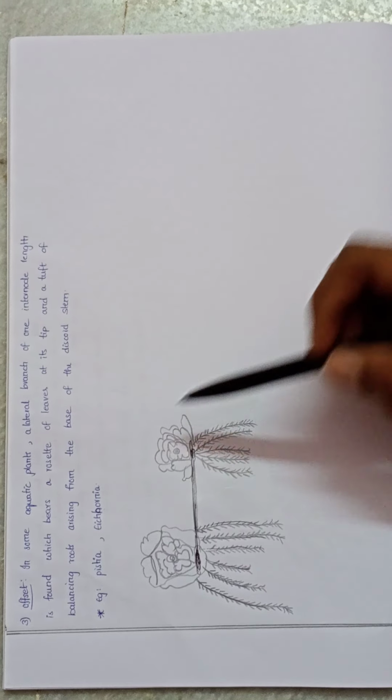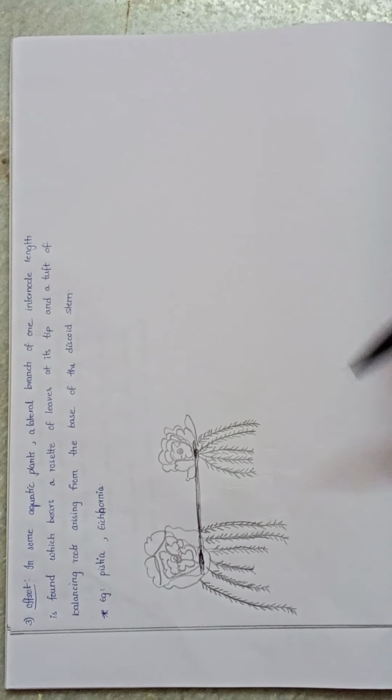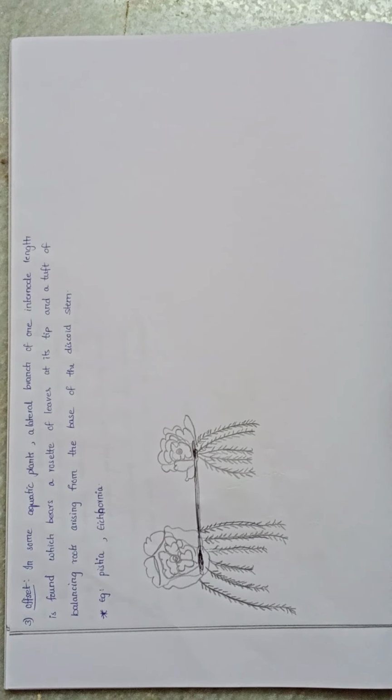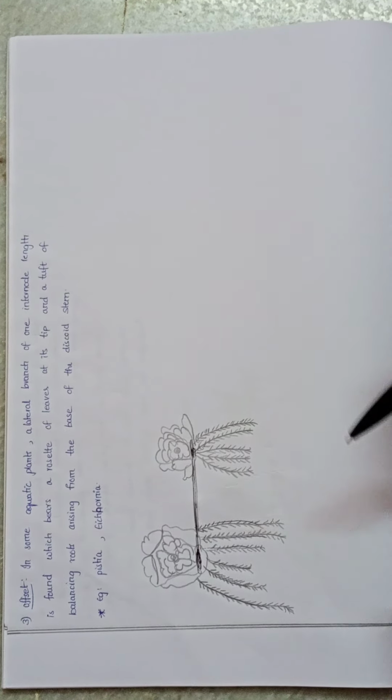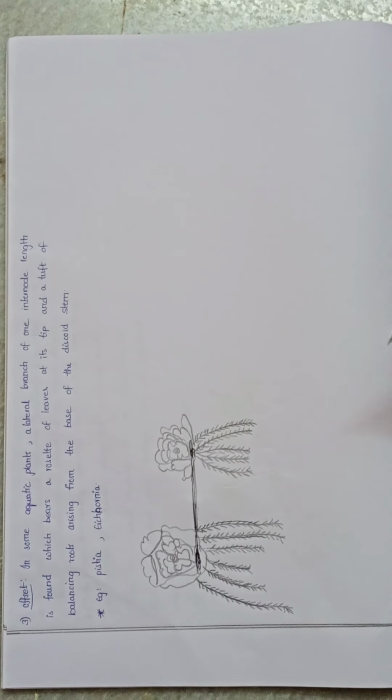Examples are Pistia and Eichhornia. We also know that due to Pistia and Eichhornia, our famous Kolleru Lake was ruined. These are aquatic weeds.